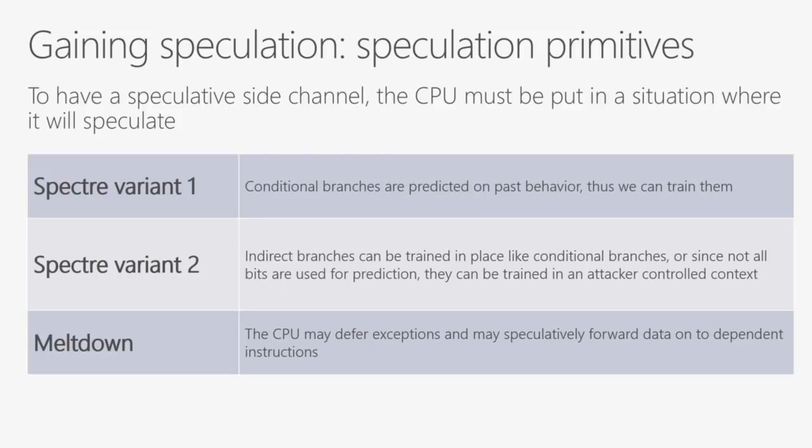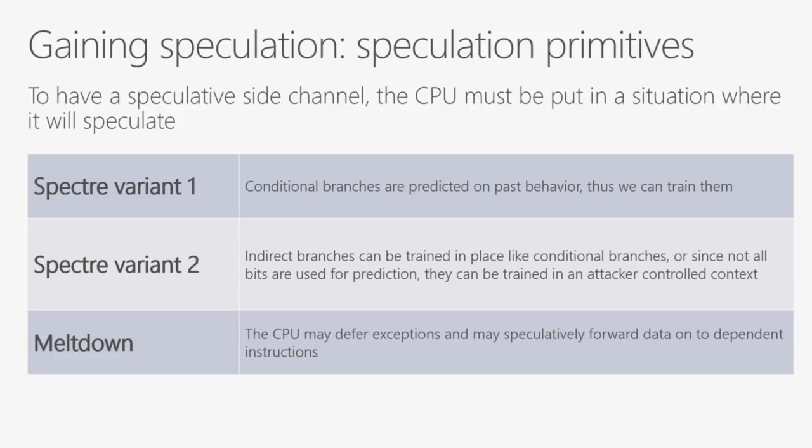Similarly, as the CPU executes, it maintains what's called the BTB, the branch target buffer, which maintains a list of branch targets during execution, and speculative execution will use this internal buffer to predict where to jump.